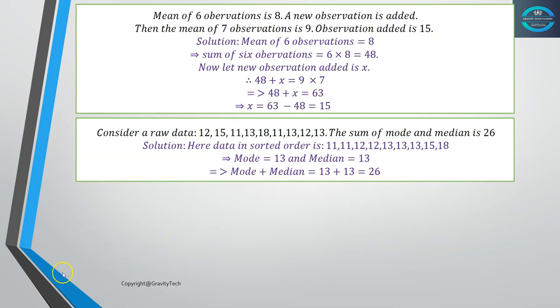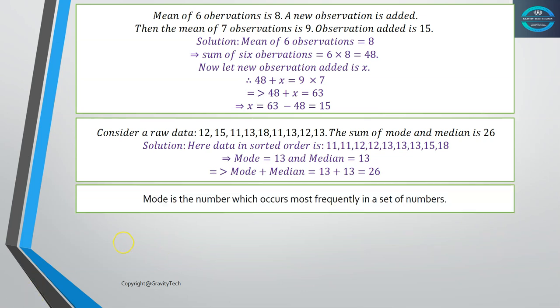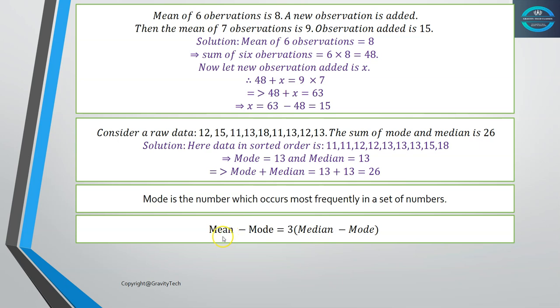As we just saw, mode is the number which occurs most frequently in the set of numbers. Here, as we found 13, what is 13? The mode. Why? Because 13 has appeared the most number of times, 13 has repeated the most. That's what it says. That is what mode means. Okay, the next one.